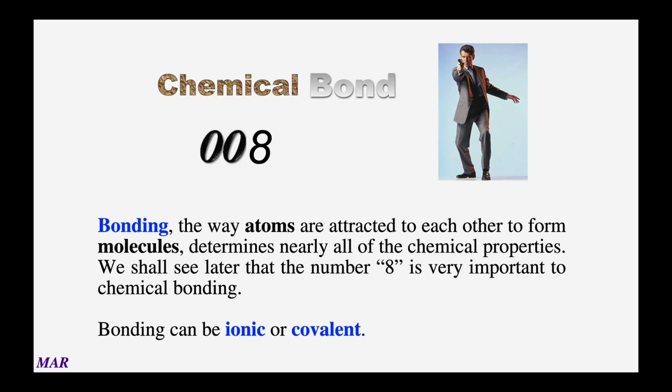Chemical bonds are super important, and there are really 2 types of chemical bonds, called ionic and covalent. Ionic bonds are stronger, but covalent bonds are more flexible, and for life, both of those are really important.